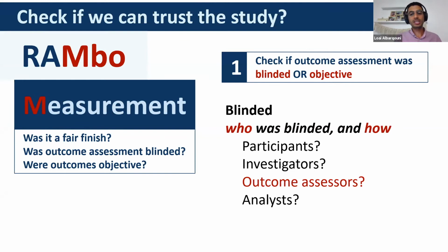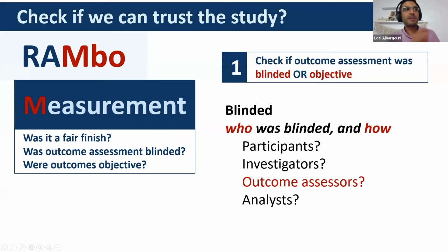And most importantly, you have to check that those who assessed and evaluated the outcome should be blinded, and those who administer the intervention should be blinded. It can be all for sure, but at least you have to make sure that the outcome evaluator is blinded. So that takes us to the next question, whether the outcome is objective or subjective. Could anyone give me an example of an objective outcome?